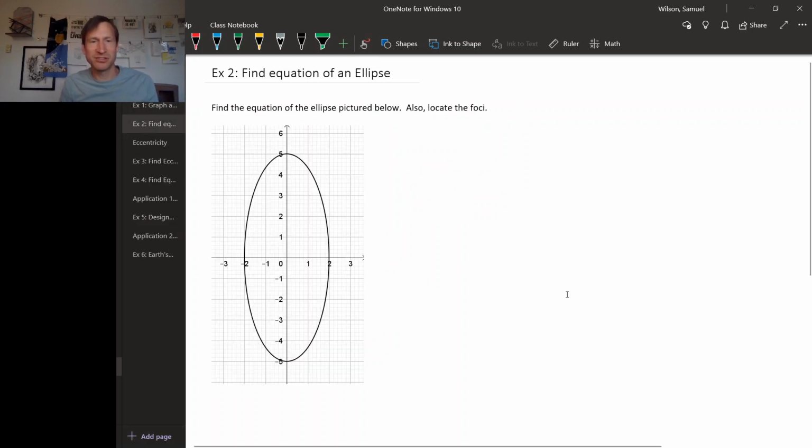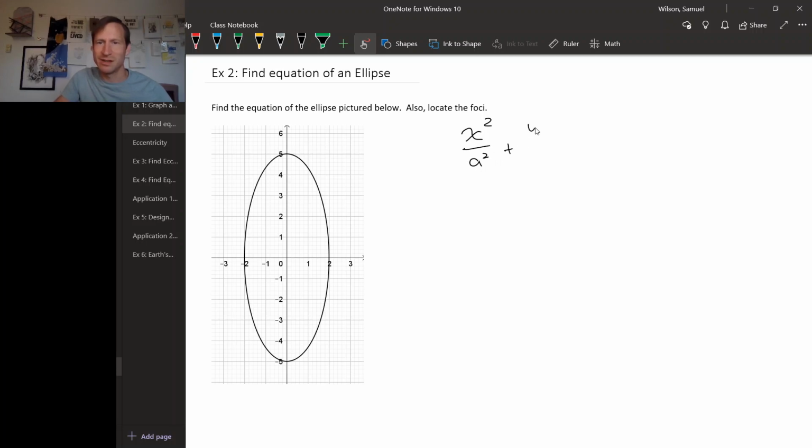All right, for a second example, let's try this the other way. Let's find the equation of this ellipse, and also let's find where the foci are. So from the template for the equation of an ellipse, x squared over a squared plus y squared over b squared equals 1. Right? The other possible version of the equation of an ellipse we might want is x squared over b squared plus y squared over a squared equals 1. And which one you use depends on which direction the major axis is going. Because remember, a is the semi-major axis.